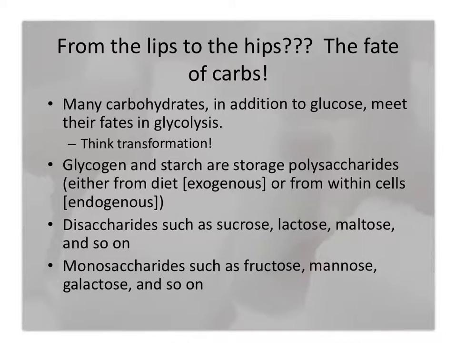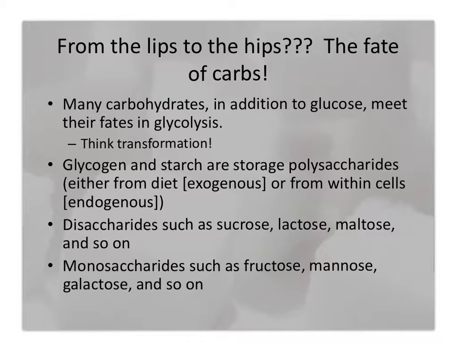Glycogen and starch are just the storage polysaccharides, and we can get that from two places. They call it exogenous, which means from outside. That's your diet, and then endogenous is what your body has stored.